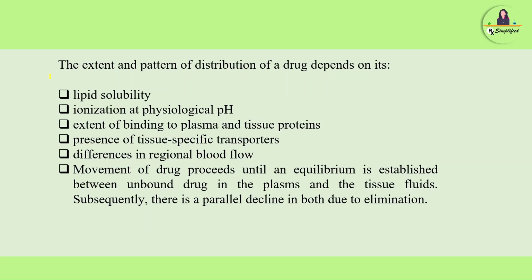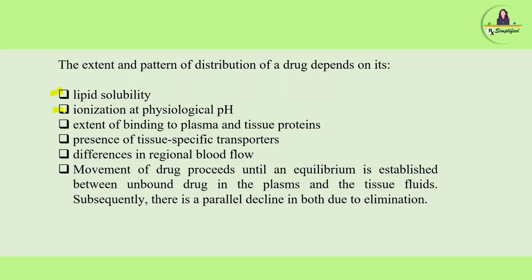What are the factors on which distribution is dependent? First is the lipid solubility. The more lipid soluble drugs are easily distributed. Second is the ionization at physiological pH. If the drug is converted into ionized form at that pH, then the absorption rate is slow as well as distribution is also slow. Third is the extent of binding to plasma and tissue proteins.